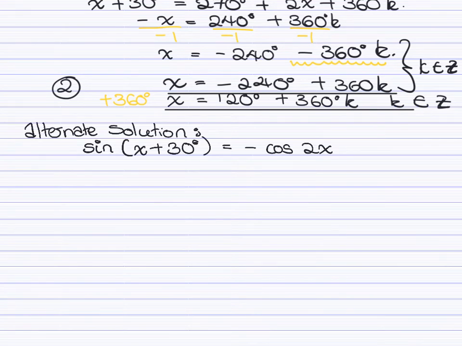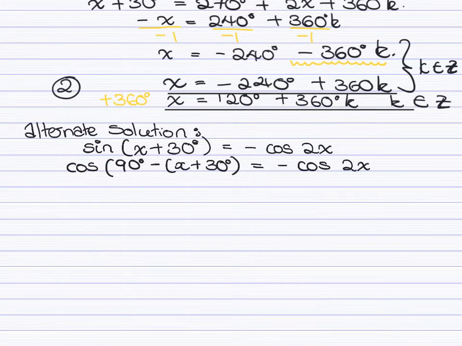In the next solution, instead of using sine on both sides of the equation, I will use cos. Again, you're using your co-ratios and your complementary angles. So, converting the sine of x plus 30 degrees into cos, what you would do is cos of your complementary angle, 90 degrees minus (x plus 30 degrees). On the other side, it's still negative cos 2x, right?